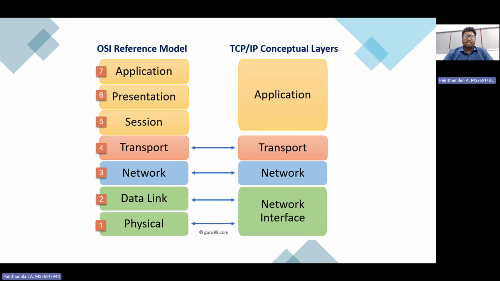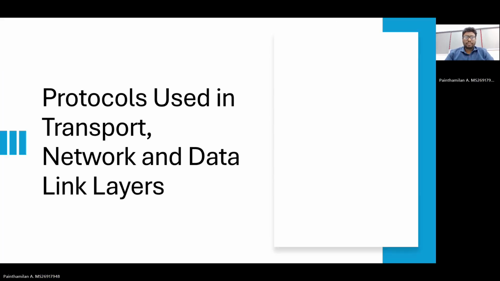So we combine 3 layers, application, presentation, and session, into 1 layer in TCP/IP as the application layer. Transport remains the same, and network also we are using the same. But in TCP/IP, in some diagrams we use internet layers, and then we combine the data link and physical into network interfaces. Right.